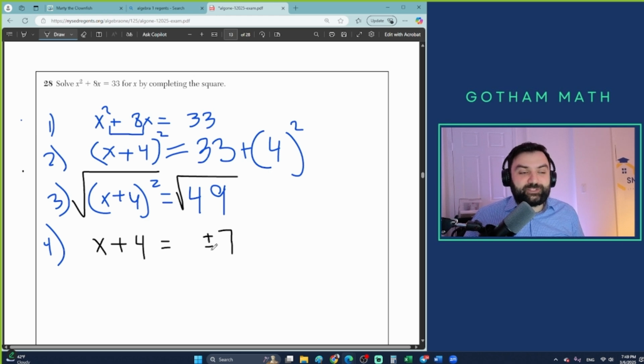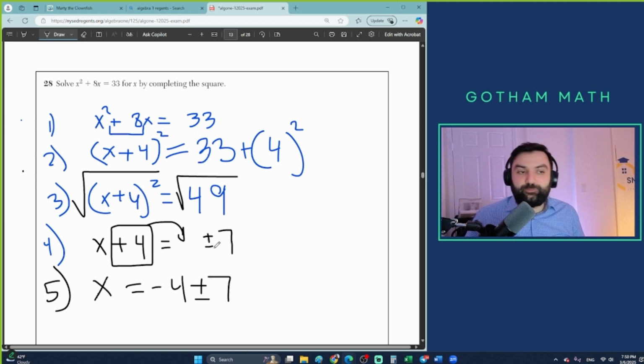Don't forget plus minus. Step number 5 is to move the 4 to the right side, or whatever number is there. But don't forget that it's going to change its sign. So now it was positive 4, it becomes negative 4, plus minus 7.